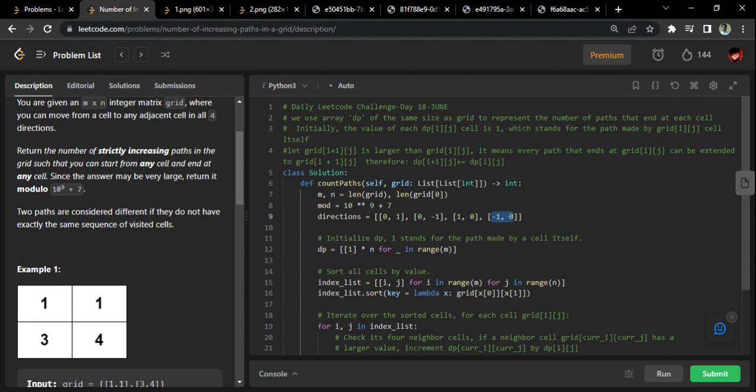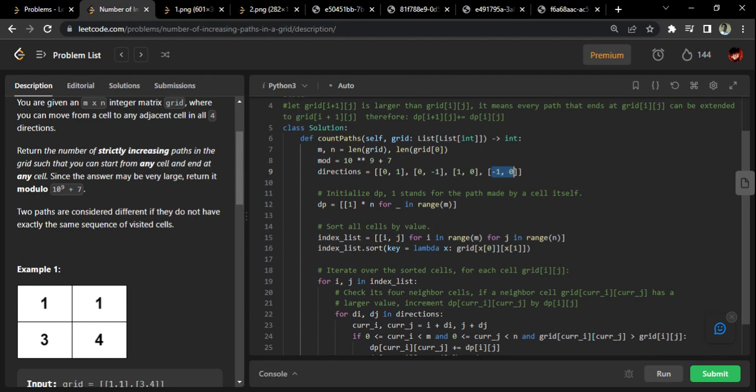Okay, a bottom vertical direction. Now we will initialize the DP array as I mentioned. It will have the same dimensions as that of the grid. So that's what we are doing. It will initialize with one, so all the values in it will be one initially.